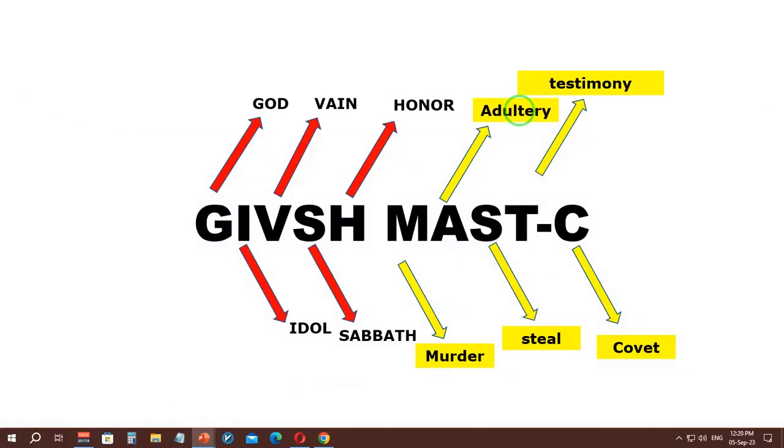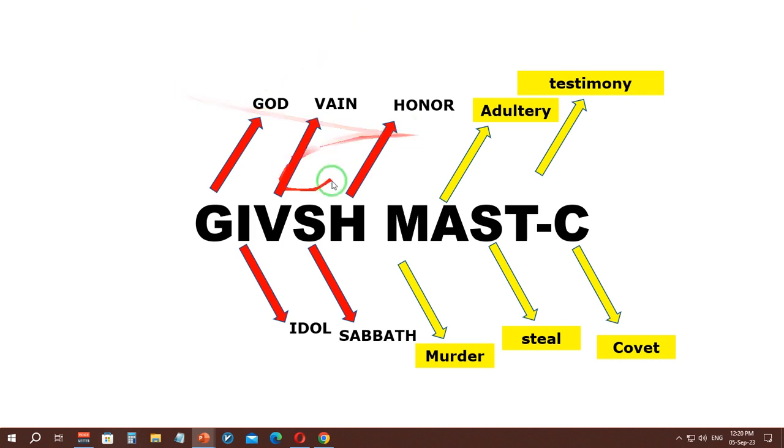All in all, the total representation of the letters in this word, givish must see: G is for God, I for idol, V for vain, S for Sabbath, H for honor, M for murder, A for adultery, S for steal, T for testimony, and C for covet.